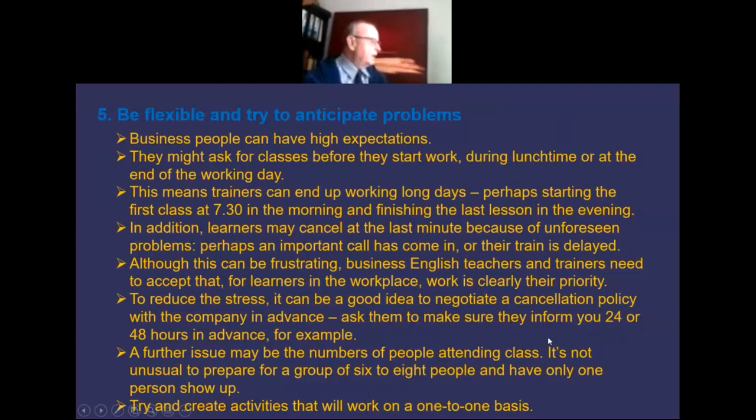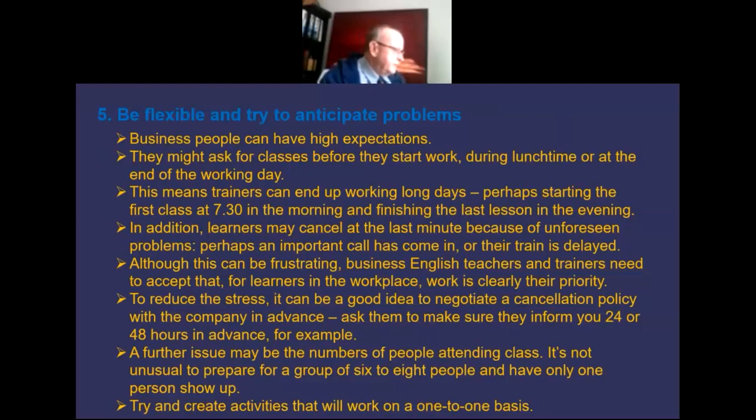Number 5, be flexible and try to anticipate problems. Business people can have high expectations. They might ask for classes before they start work, during lunchtime, or at the end of the working day. This means trainers can end up working long days, perhaps starting the class at 7:30 in the morning and finishing the last lesson in the evening.